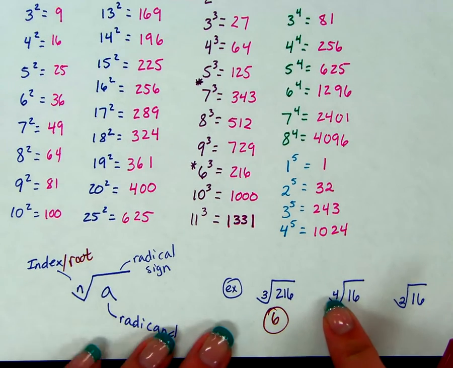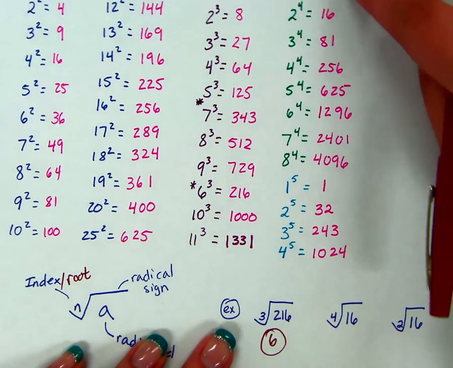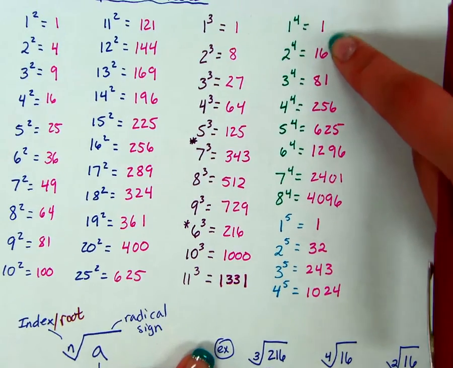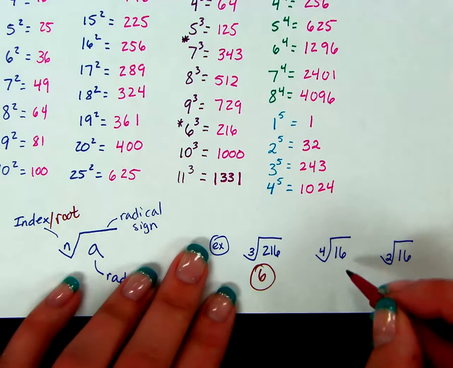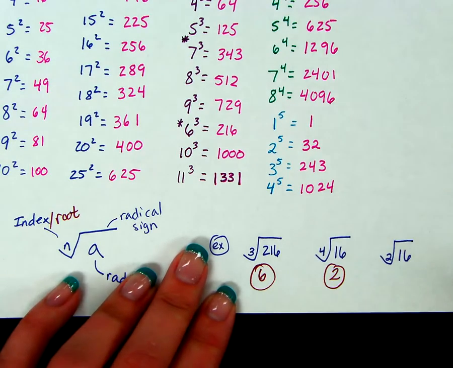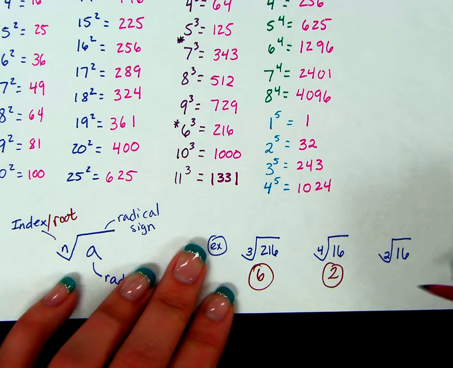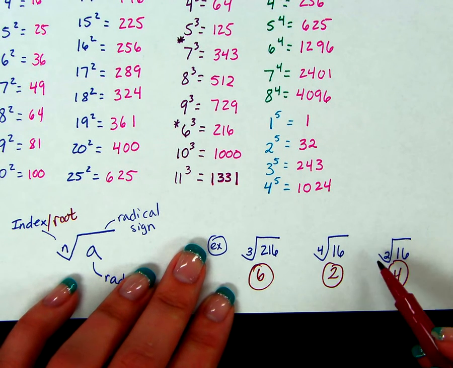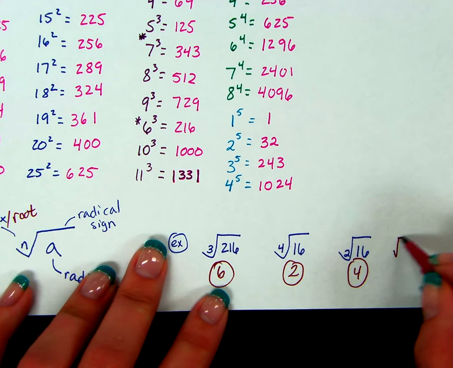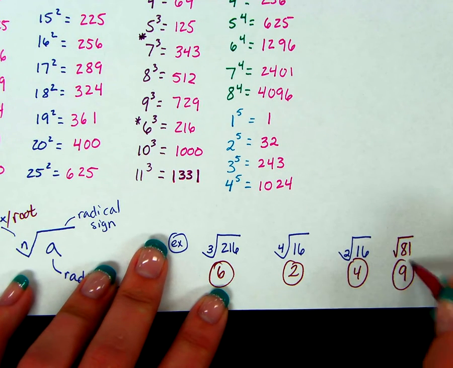Or if I'm taking the fourth root of 16, I'm going to go again to this list, I'm going to go down until I find it. So here's 16. So the fourth root of 16 is 2. Again, square root of 16, we should know that one. That one would just be 4. And again, normally we don't see that 2 there, but if we do the square root of something, like the square root of 81, that would just be 9.